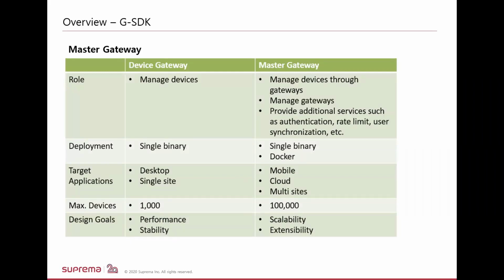So this is a simple comparison of the master gateway with the device gateway. The main role of the master gateway will be managing multiple gateways and providing additional services such as authentication, rate limiting, or user synchronization. Also, it will be easier to deploy on a cloud server or mobile since the master gateway will be optimized for cloud or mobile services. And again, the maximum number of devices can be up to 100,000.